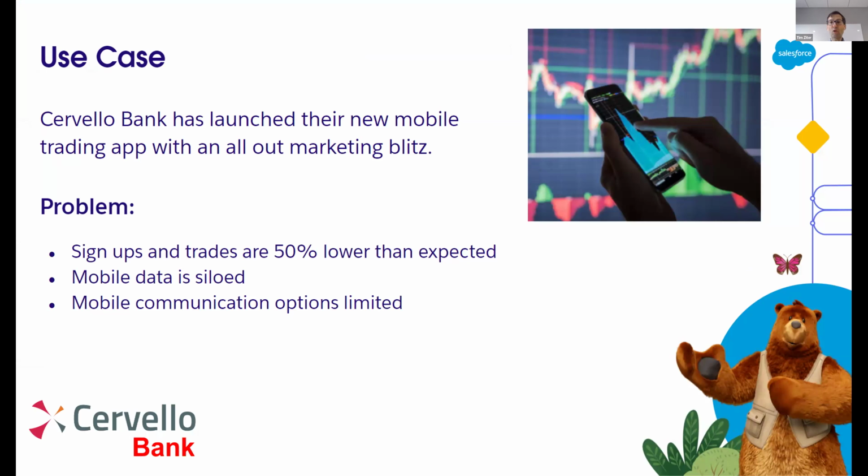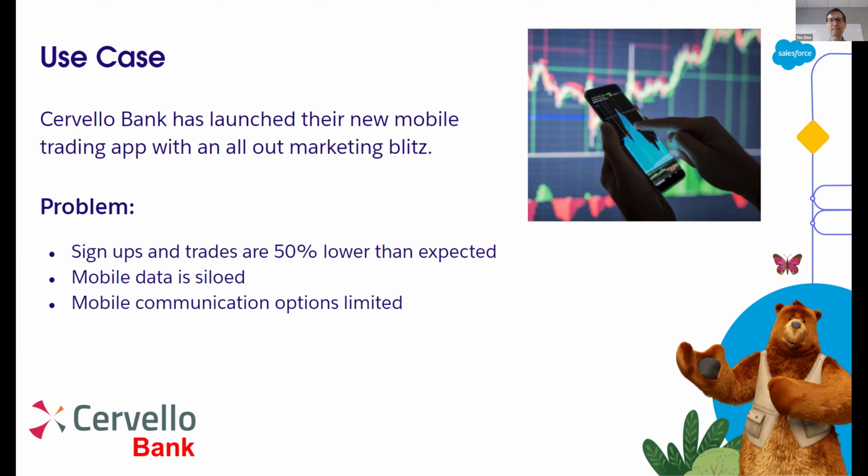Okay, so this is our use case. If you attended the regular bootcamp sessions, we went over this, but we'll go over it in a little more detail just to set the why we're doing this. Cervelo Bank, our fictitious company, has launched a new mobile app, and they've communicated out in an all-out marketing blitz. But they've found that signups are less than expected. People aren't really using the app as intended. It gives them the ability to make trades on their phone, but they're not seeing a lot of those trades being completed. So some of the challenges: number one, the lack of response, not meeting those KPIs.